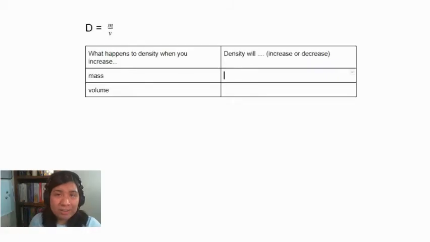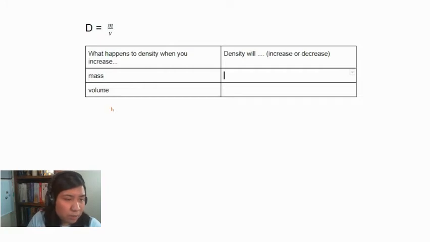Hey everybody, let's go over how mass and volume affect density, and let's look at this table. The first question is, what happens to density when you increase mass? Will the density increase or decrease? So first, let's go ahead and plug in numbers.